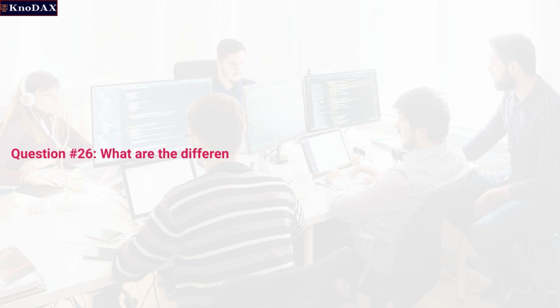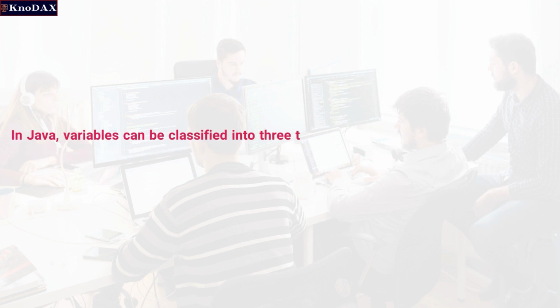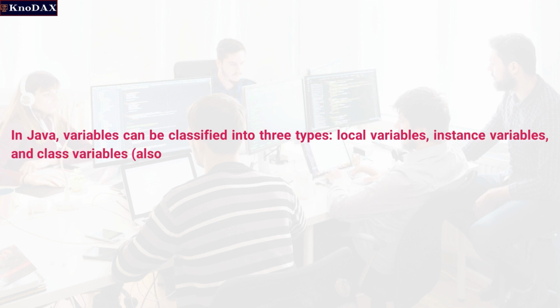What are the different types of variables in Java? In Java, variables can be classified into three types: local variables, instance variables, and class variables, also called static variables.